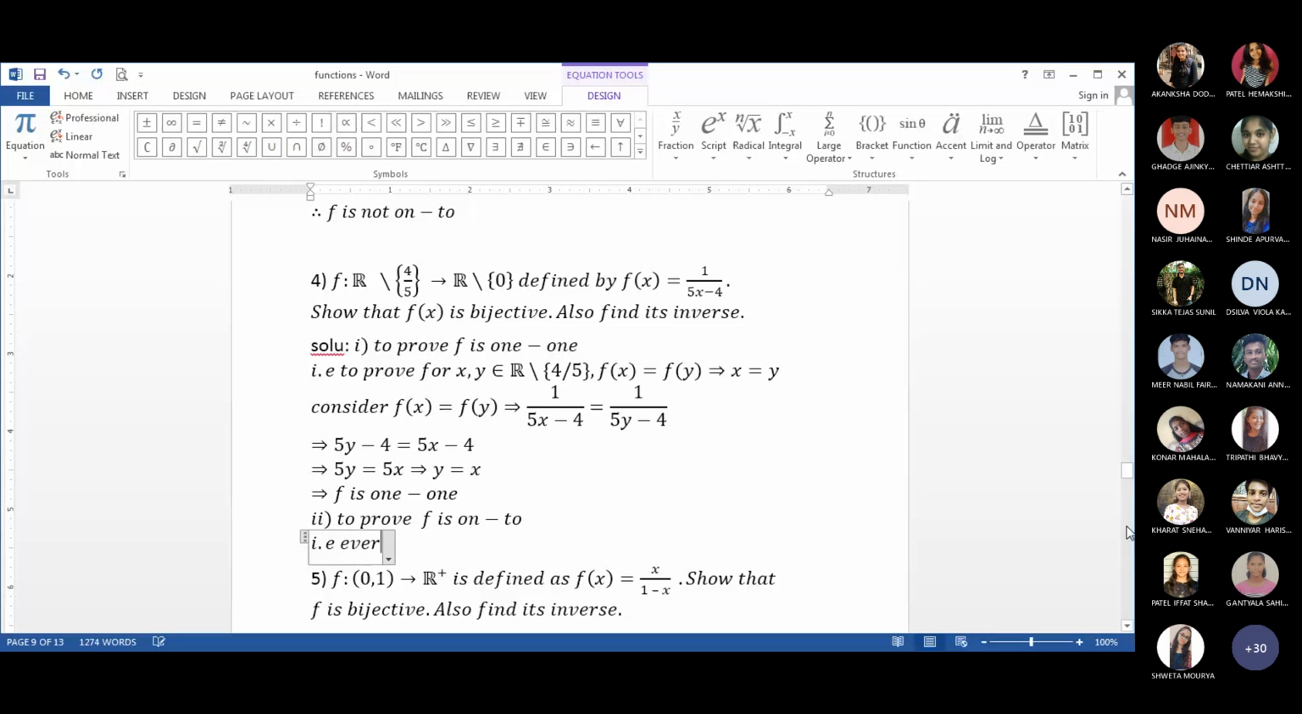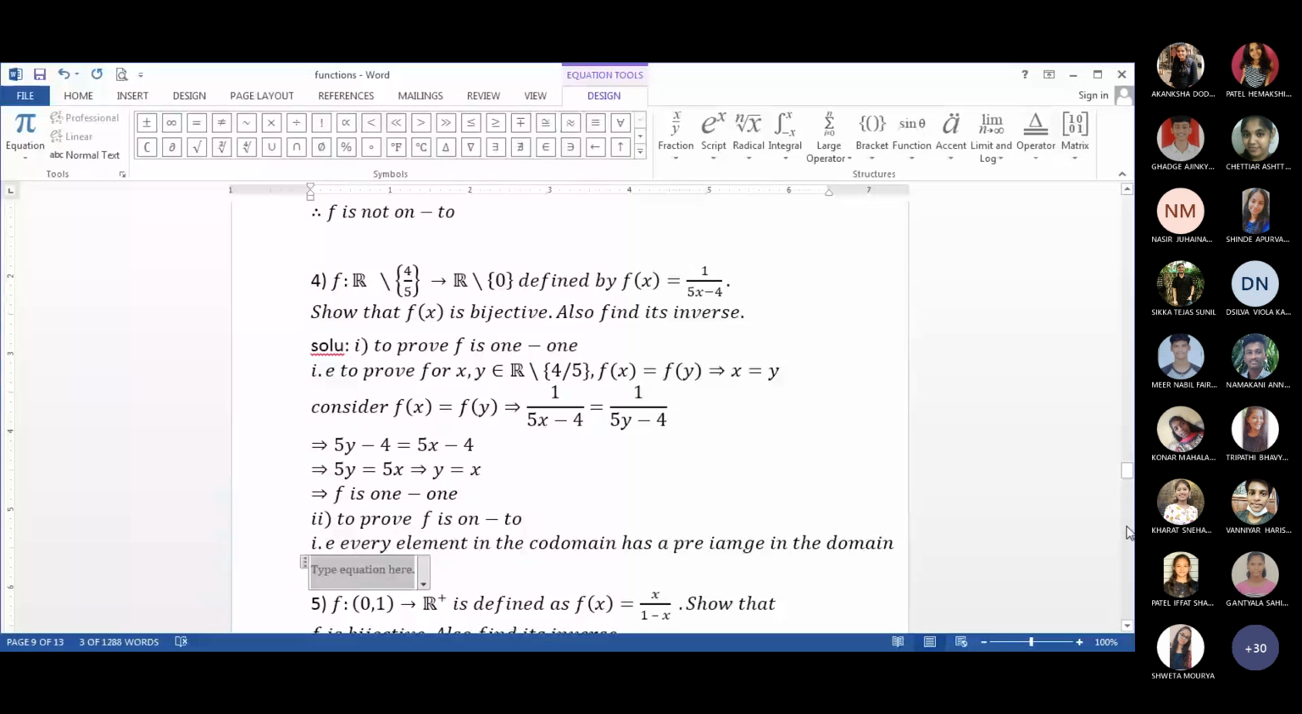Function is onto, that means every element in the codomain has a pre-image in the domain. We have to prove that every element in the codomain has a pre-image in the domain. That basically means that the range of the function is the same as the codomain. So what will we do to prove that?